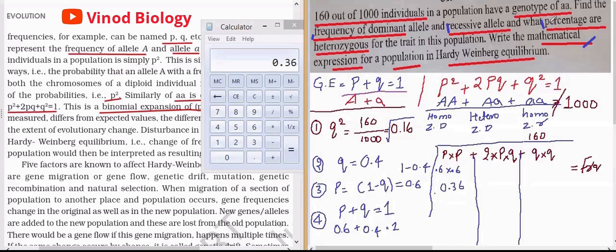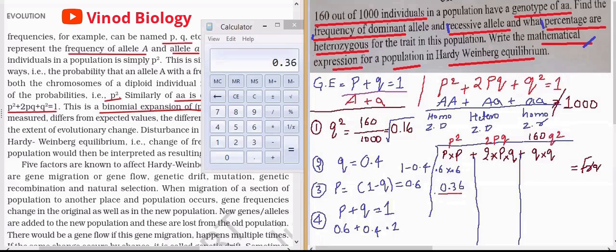What did he ask next? q square, the recessive allele. This is q square. You should remember here we are discussing p square, 2pq, and q square. So the answer is 0.36.